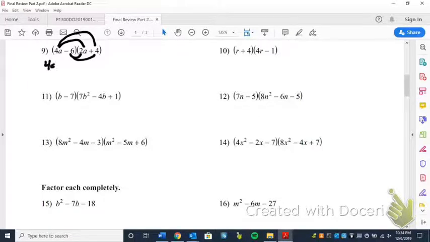Draw our FOIL arcs. First one is going to be 4a times 2a. Outside is 4a times 4. Inside or inner are negative 6 times 2a.